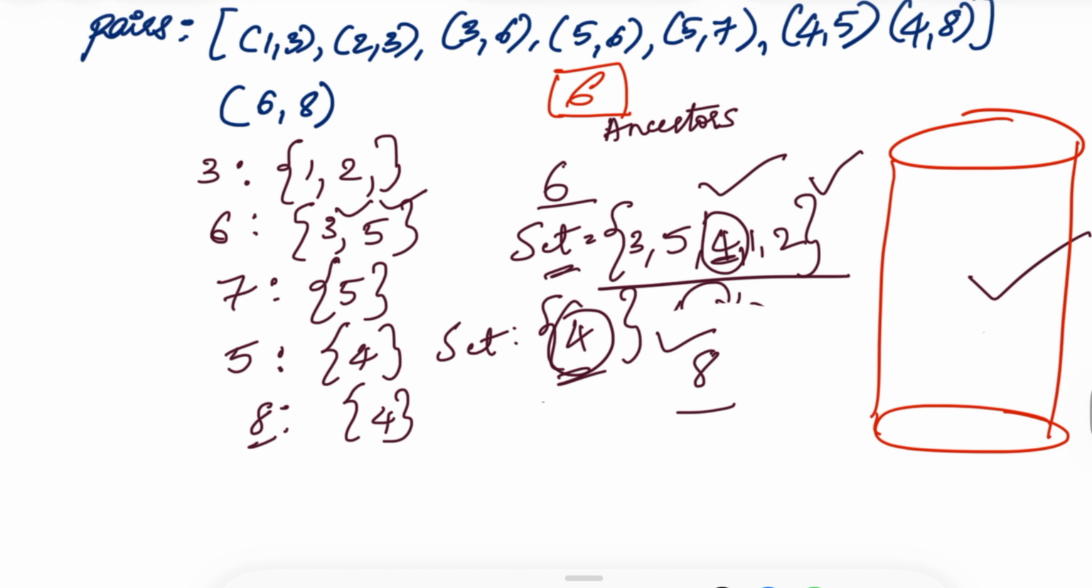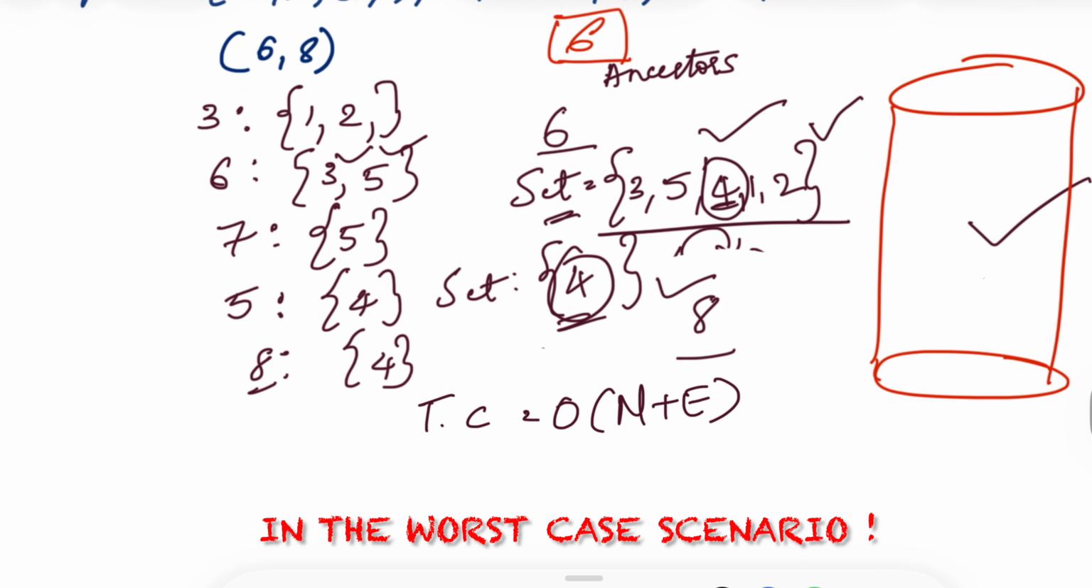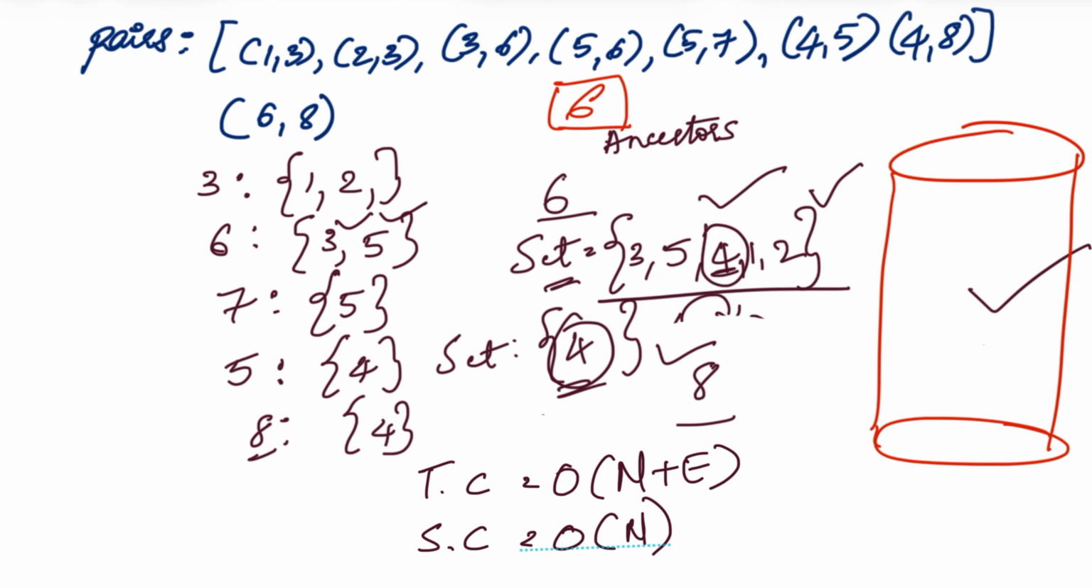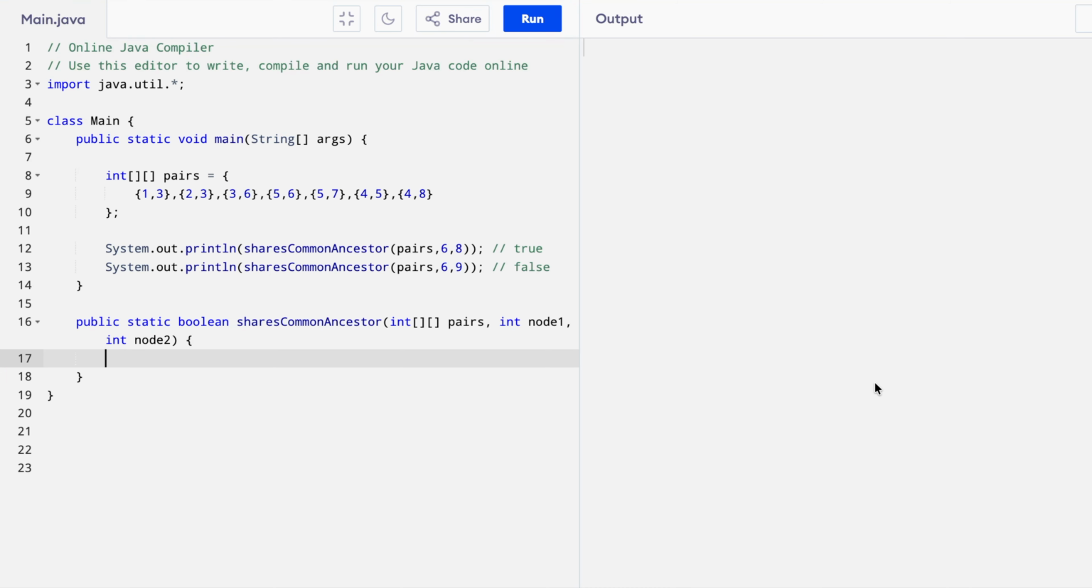As discussed, the time complexity would be O of n plus e, where n is the number of nodes and e is the number of edges, because we will be traversing over the entire graph. And the space complexity would be O of n for storing ancestor sets and the stack. So this was the dry run of the solution. So let's start coding the solution now.